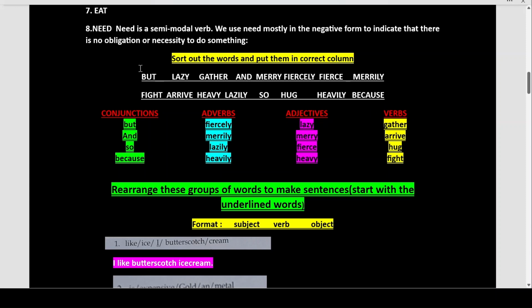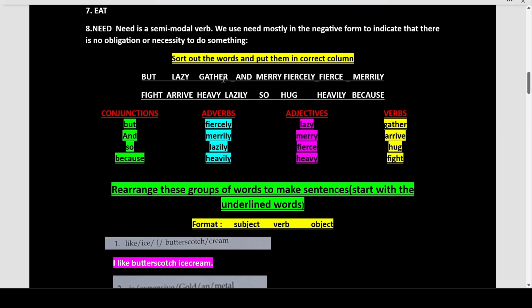So, what do we understand by but? But will be joining two sentences. Okay, so but is your conjunction. Lazy is an adjective. He is a lazy boy. Boy is being described as lazy by the adjective lazy. Gather. What is the part of speech of gather? It is a verb. Gather means to collect. So it is a verb.